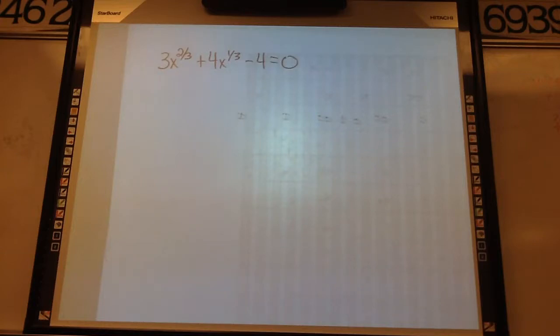What do you think we should do? I don't know. What do you think we should do? Do we have any like terms? No. That would be a good first step if there were any. So you're going to say we should factor. Is that what you're going to say? Factor it. Do you see it?